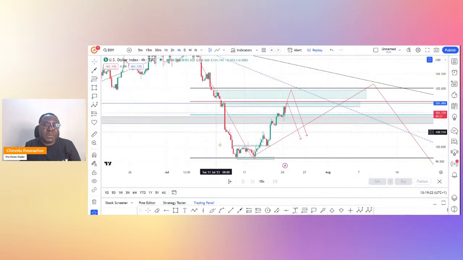And if this doesn't happen, there is news coming up at about 2:45 p.m. today. The flash manufacturing PMI, the purchasing managers index, and also the services PMI. All these are a measurement for inflation. So you can see two major news coming out 2:45 p.m. on the dollar. My expectation, really, my bias is that it might weaken the dollar further.